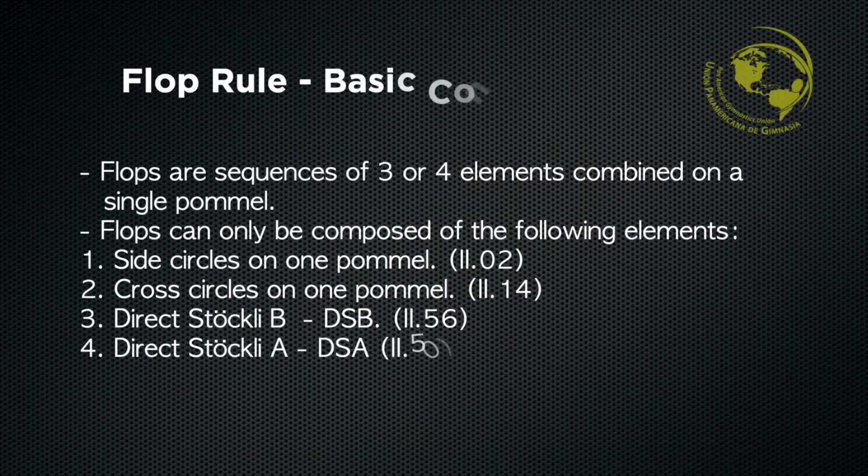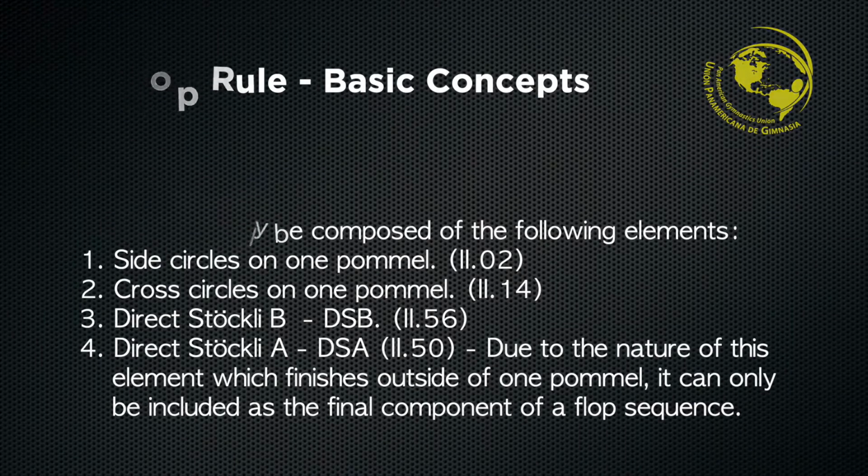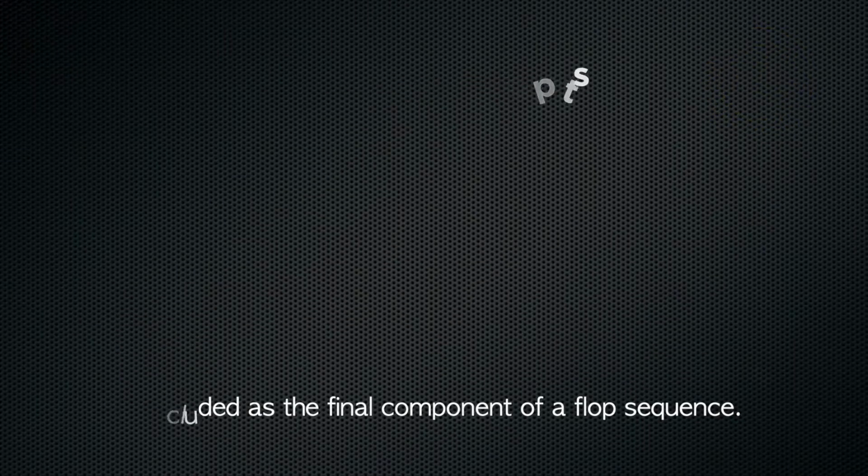Flops are sequences of 3 or 4 elements combined together on a single pommel. Flops can only be composed of the following elements: side circles in one pommel, which have not been performed in competition for several cycles; cross support circles on one pommel, which are more common; Stockley B and Stockley A. Because of the nature of the Stockley A, which finishes outside of one pommel, it can only be included as the final component of a flop sequence. We're going to show several examples about the Stockley A so that by the end of the presentation you can be able to identify correctly this element.